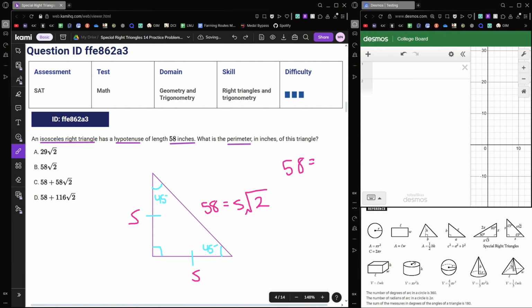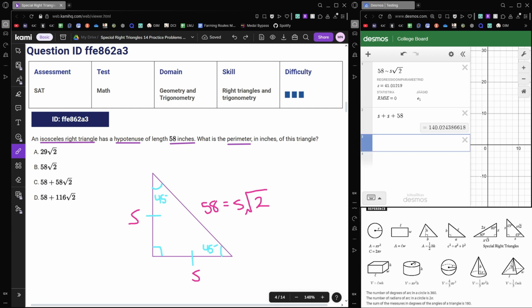So instead, let's just put this in Desmos. So 58, instead of an equal sign, you want to put a tilde, and then s square root 2, and you get the value of s there. And then now all you have to do is add up all your side lengths. So you would do s plus 58, and you get this number, 140.02.